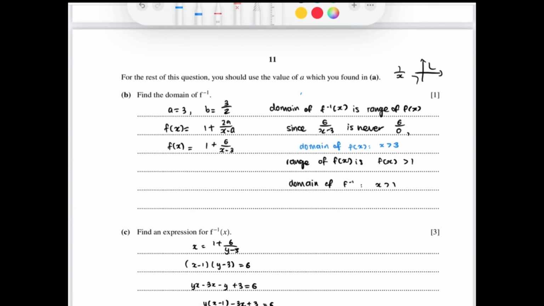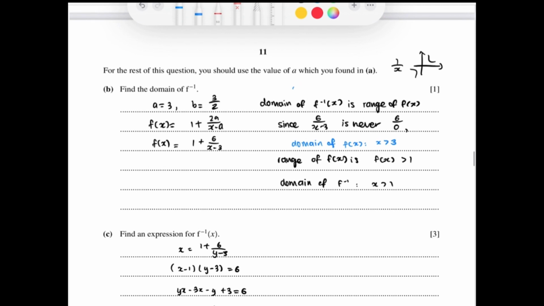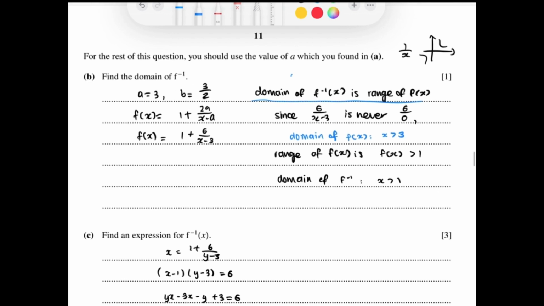So for the rest of the equation, you should use the value of a, which is found in part a. So find the domain of f inverse. Right away, we already know that the domain of f inverse of x is equal to the range of f(x). That's just a rule that you should know, and vice versa, the range of f inverse of x is the domain of f(x).